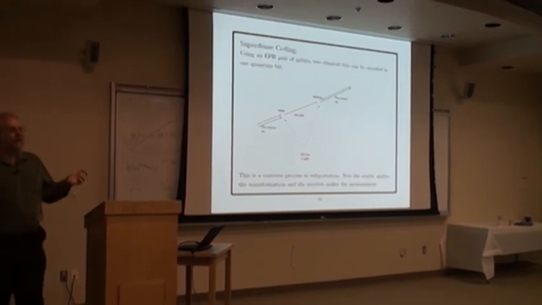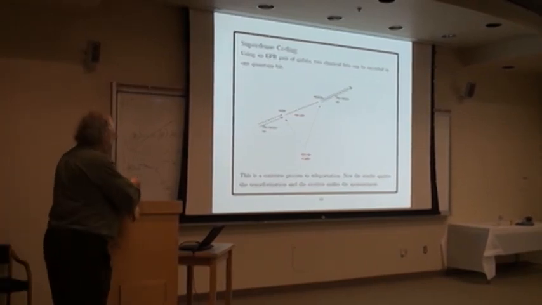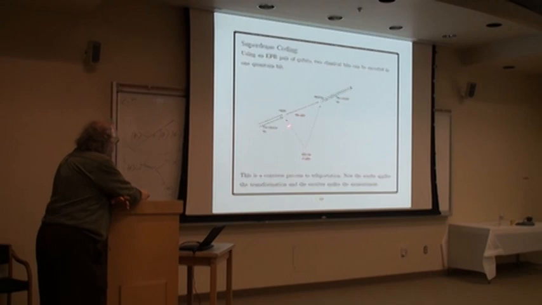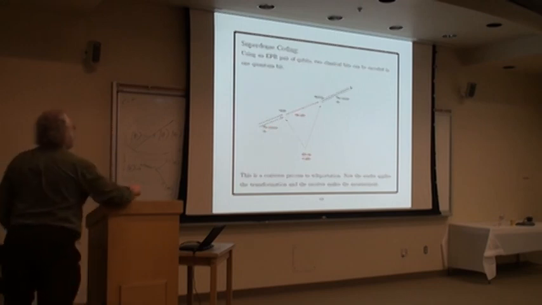The converse process, which I can explain to you, is super dense coding. Alice takes two classical bits and codes them in her half of an EPR pair of qubits. She sends her half of the EPR pair to the receiver, and he makes a measurement, which gets the two classical bits. So if you have shared entanglement, you can take two classical bits and encode them in one quantum bit.